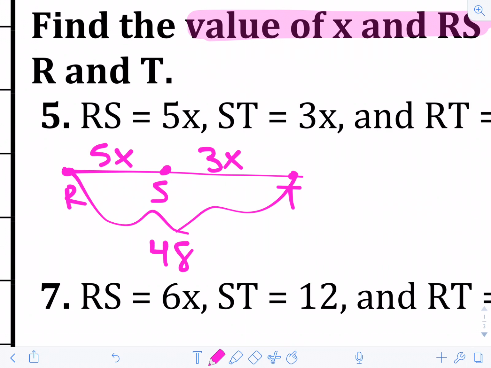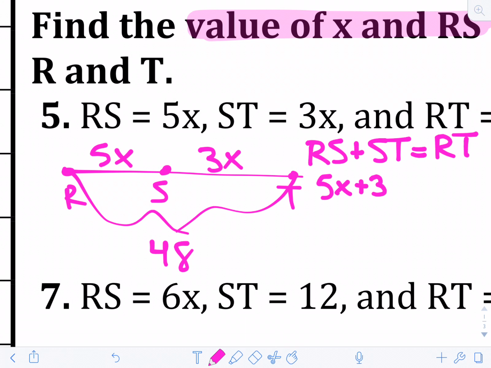All right, so I know that RS plus ST is equal to RT. So I know 5x plus 3x is equal to 48. So I know 8x is equal to 48. So I know x is equal to 6.